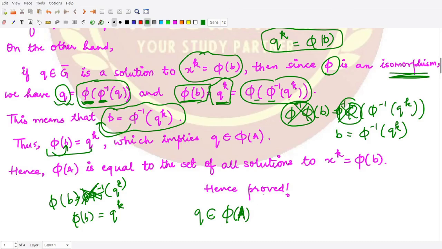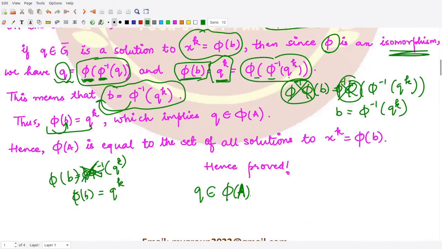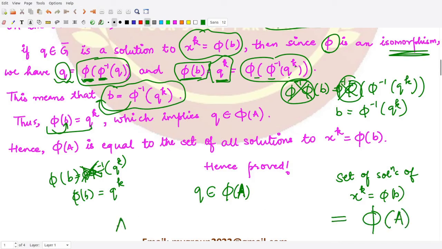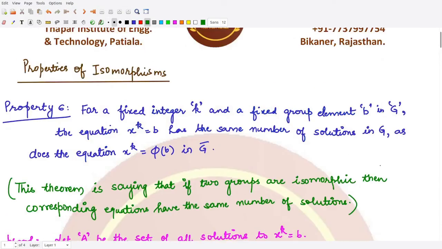Therefore, what we have been trying to prove is that the set of solutions of the equation x to the power k is equal to phi of b is nothing but the mapping phi applied onto the set capital A, where capital A is the set of all solutions of the equation x raised to power k is equal to b. So from this we get to know that the equation x raised to power k is equal to b in the group G, and the equation x raised to power k is equal to phi of b in G bar, both have the same number of solutions. This is what we wanted to prove in this property.